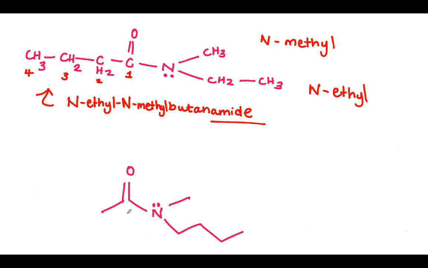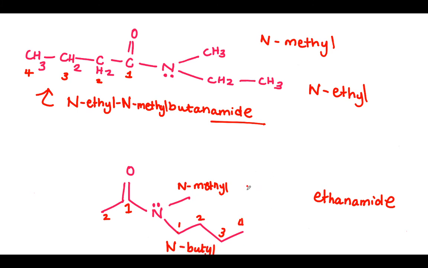So let's take a look at our second example. I've got, this is carbon number 1, and this is carbon number 2. So that is my parent chain, and that is going to be ethanamide. And then my two side groups are N-methyl and N-butyl. Right, so when putting it together, it's going to be N-butyl.